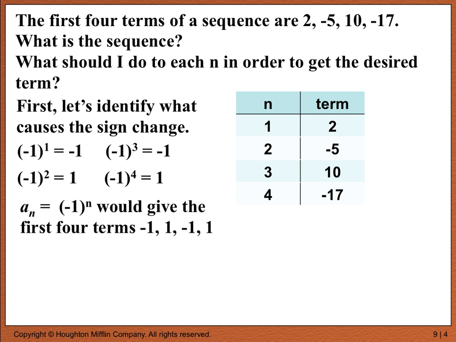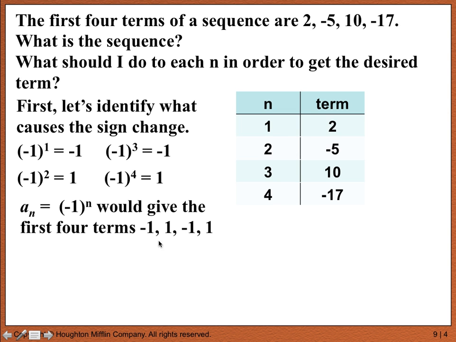So -1 to the n: if I plug in n equals 1, 2, 3, 4 successively, then I can see that the first 4 terms would be -1, 1, -1, 1. Because if I plug in 1 for n, -1 to the 1 is -1. If I plug in 2 for n, -1 squared is 1. 3 for n, -1 cubed is -1. 4 for n, -1 to the fourth is +1. The good news is I've got alternating signs. But the bad news is it's not the pattern that I need.